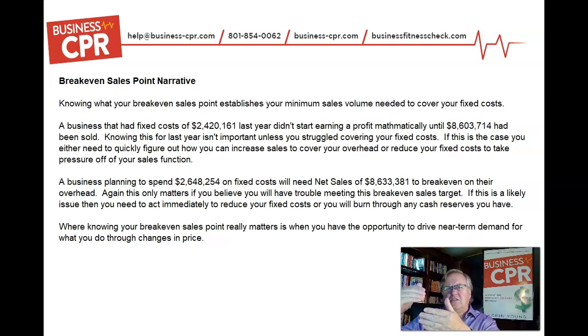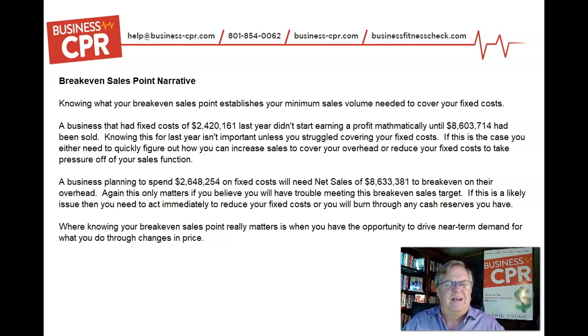In fact, they can start to bring those prices down a little bit if they think it's going to shape the demand curve, similar to hotels. In other words, if you can change your price in the moment to drive higher demand, then break-even sales points are a really important number to know.